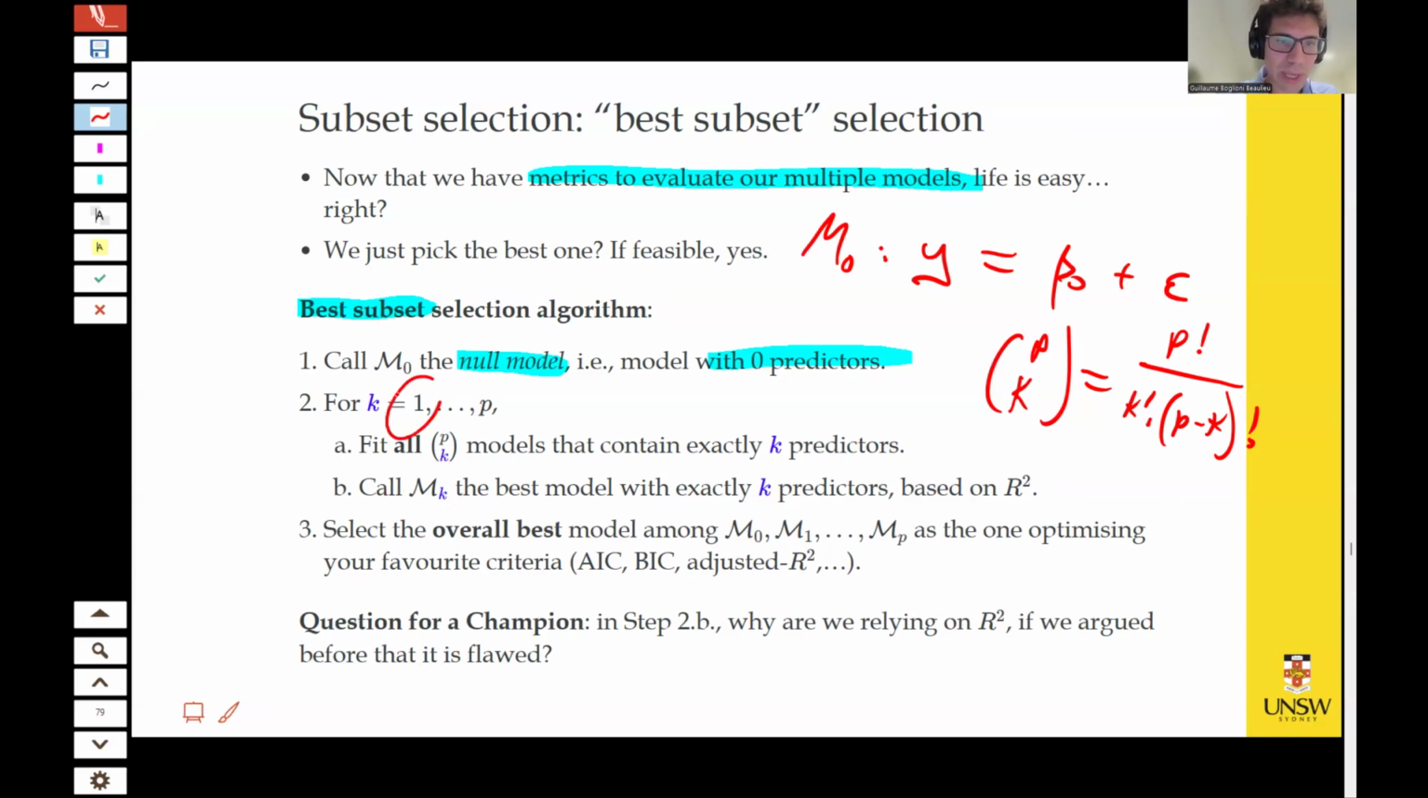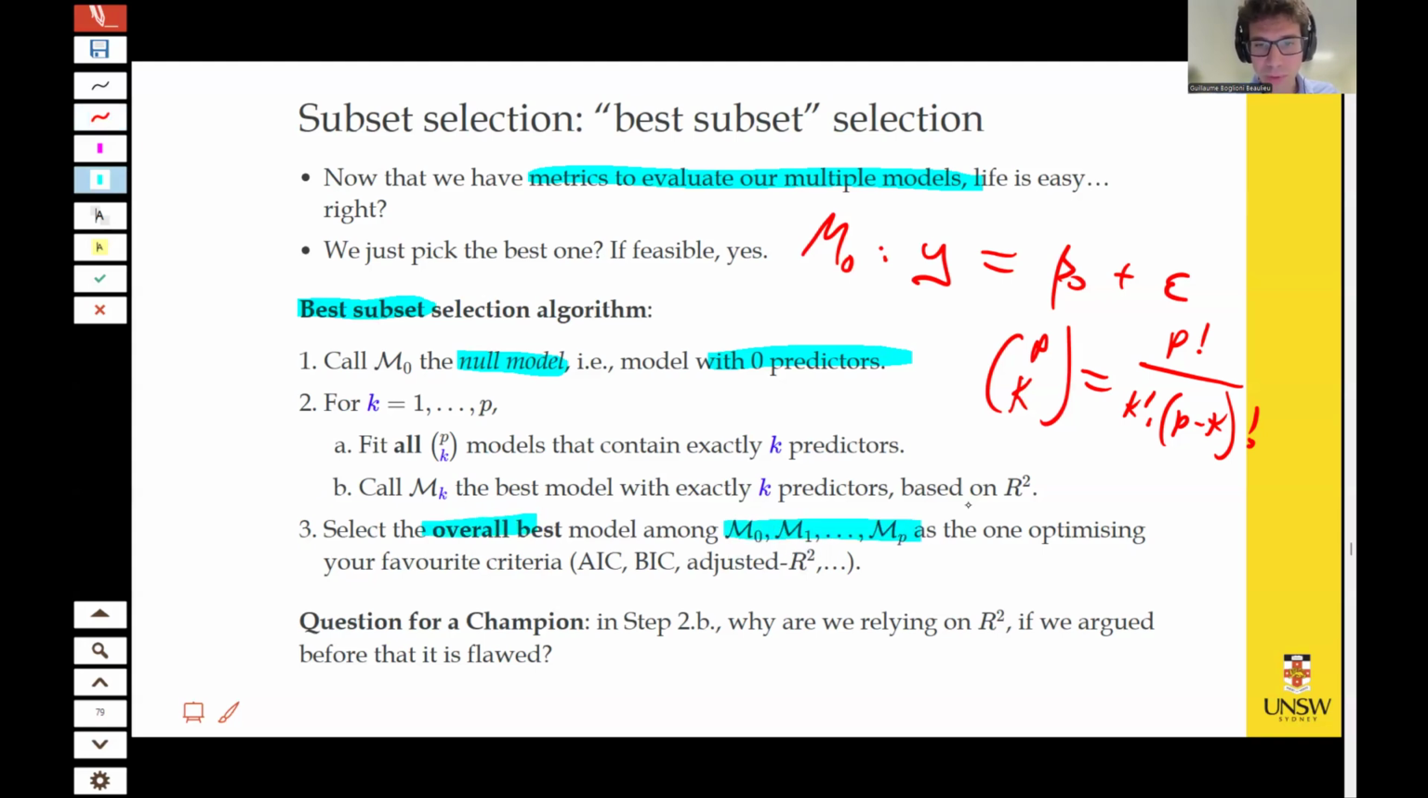So of course, you're going to get M1, you do it again, you get M2, you get M3, and so on. Of course, M3 just means the best model that has 3 predictors, and so on. Mp, well, Mp is trivial because it's the model with all the predictors. And then lastly, you're just going to select the overall best model amongst M0, M1 up to Mp.